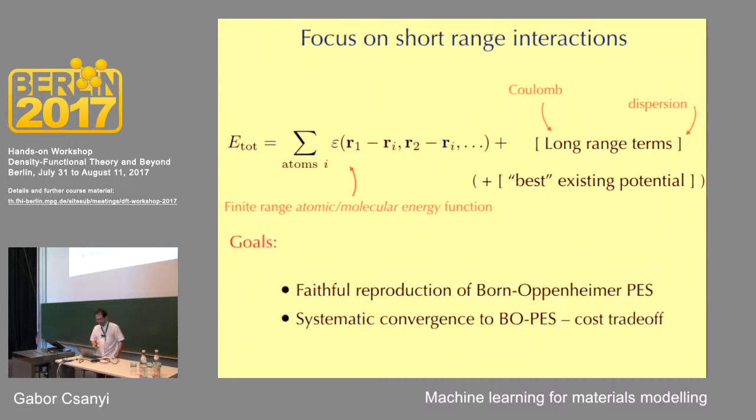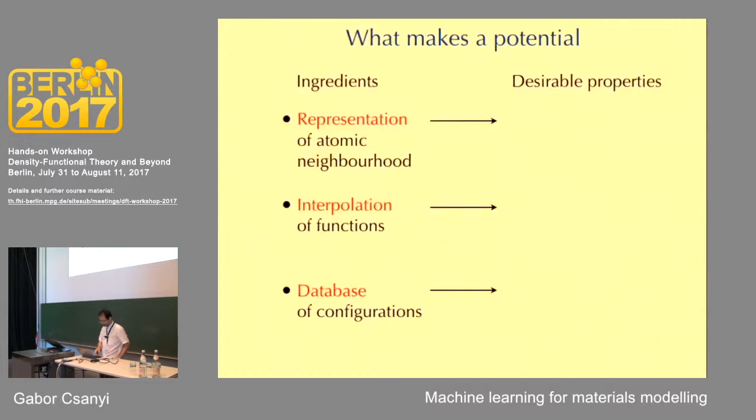The goal, after having done this split, and this split may be implicit, maybe I take a material as my first example that does not have long-range interactions, or not very strong ones anyway, is that all that's left are the short-range ones, and I want to approach the Born-Oppenheimer potential energy surface, all the electrons in the ground state. Because we want to be systematic, we're interested in convergence, of course, with a cost trade-off.